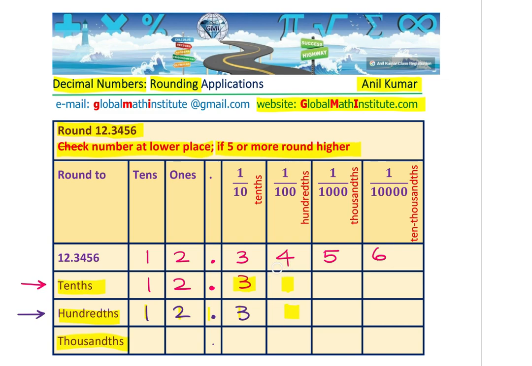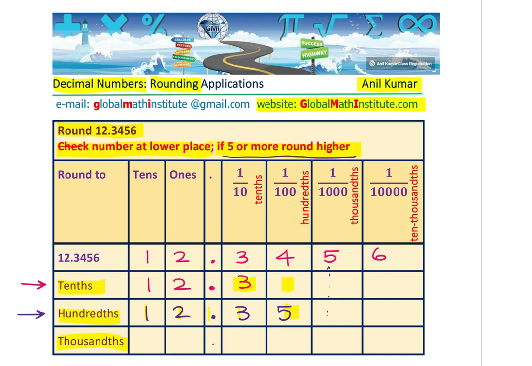It could be 4 or 1 more. How do we decide? We check the number which is next to this number. 5 or more, right? 5 or more, round higher. Means 4 becomes 5. You get the idea. So that is how we do rounding.